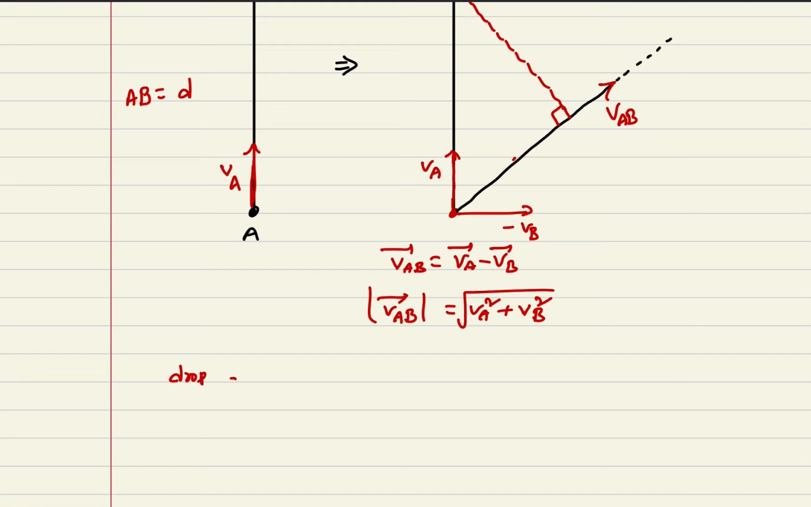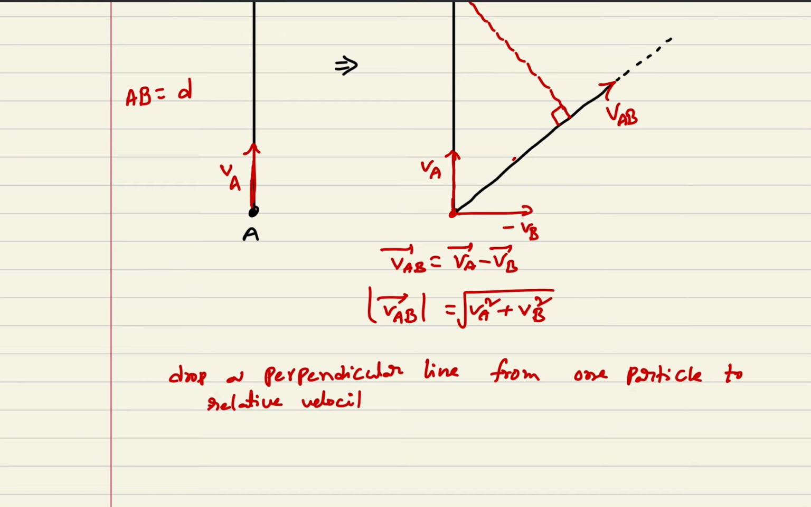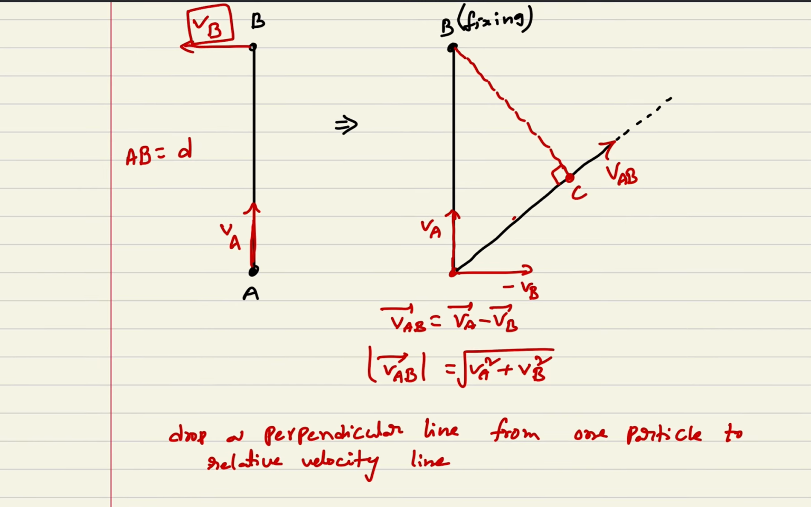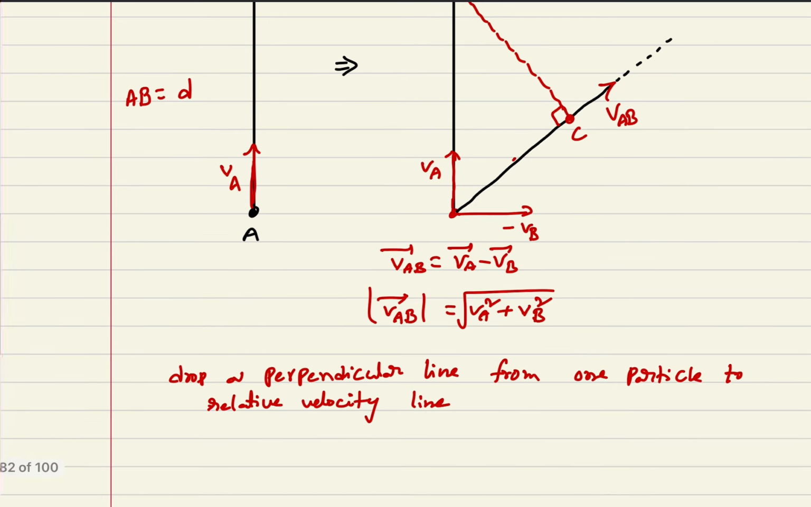I am writing here: drop a perpendicular line from one particle to the relative velocity line. Now I am taking this as a point C.